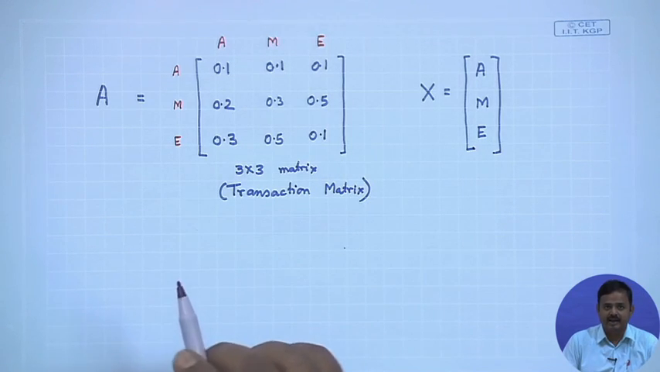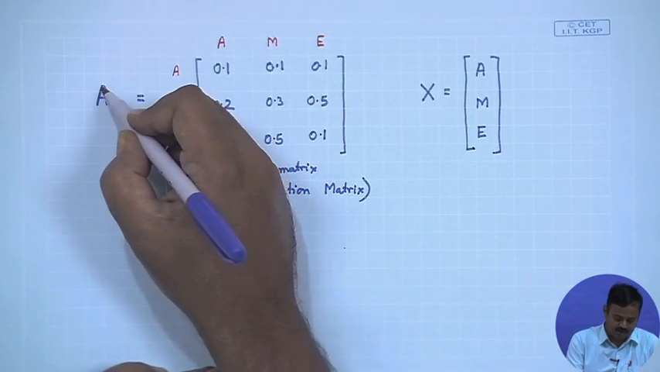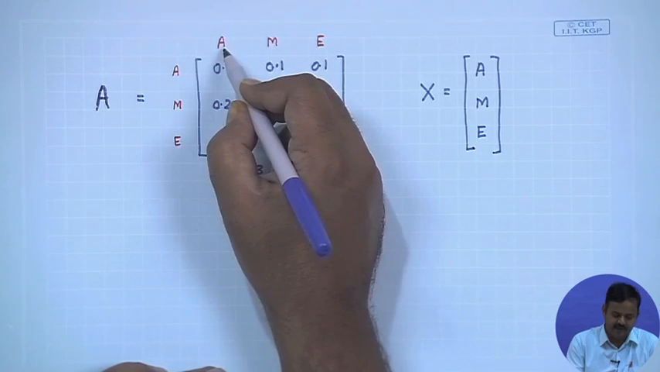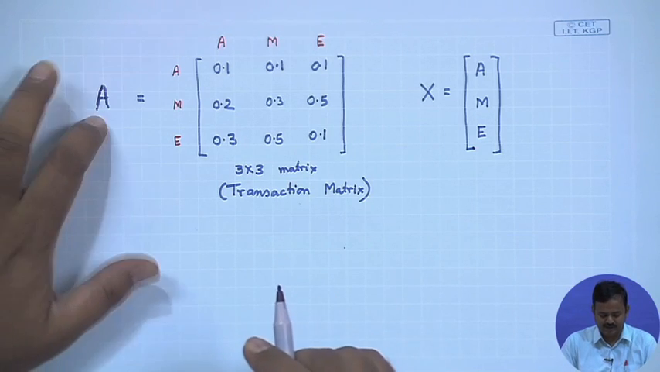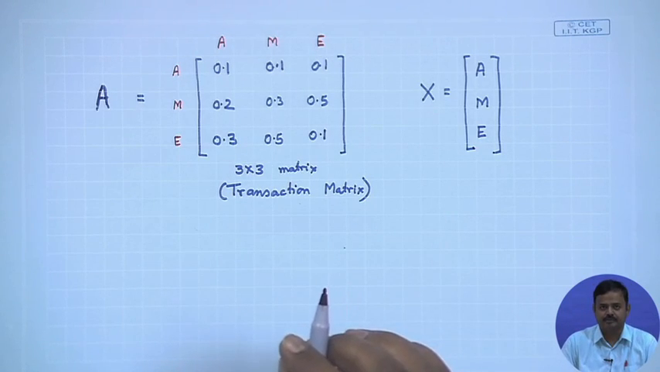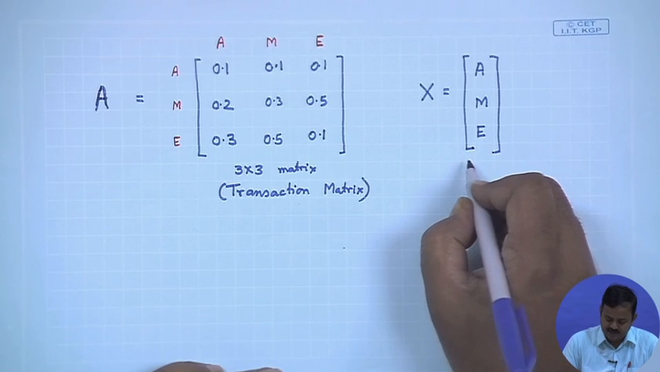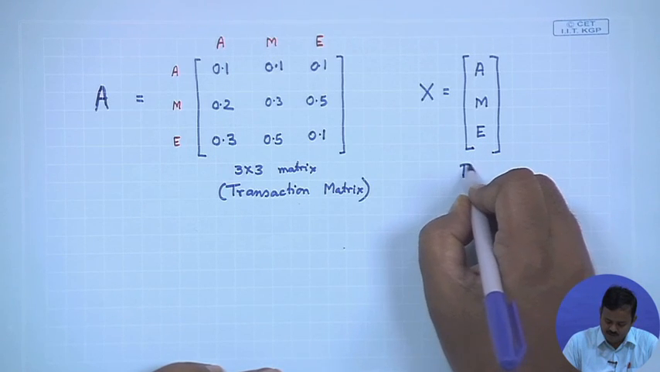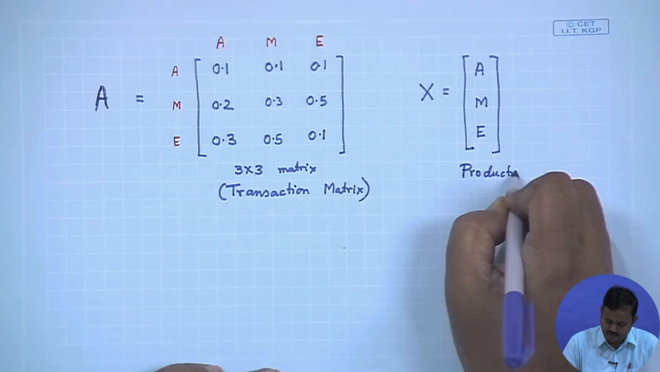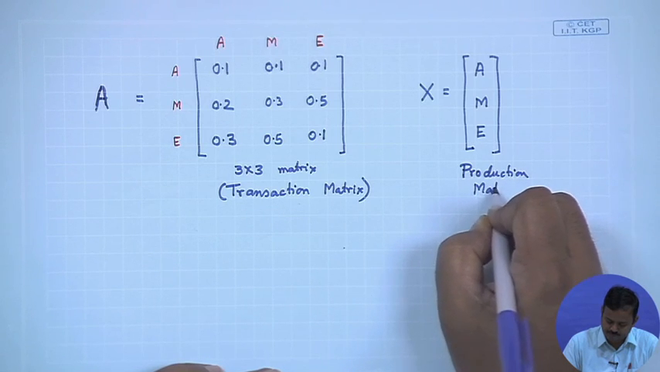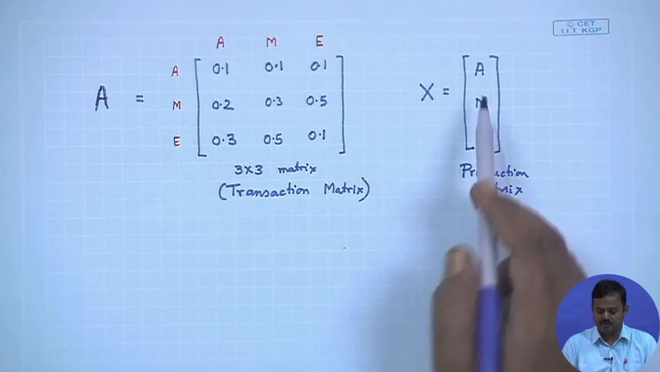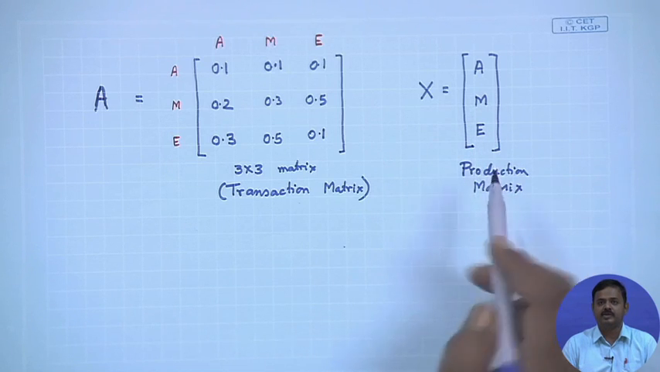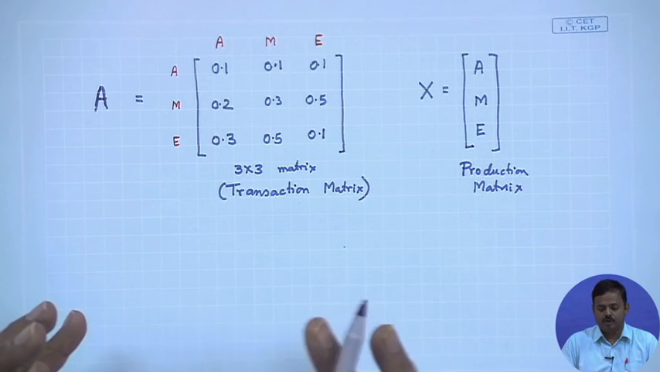typically denoted by A. So, once again, please do not get confused between this A and the A for agriculture. Okay. Unfortunately, that is how we have to denote, but these two are different. The A matrix is different from A agriculture. All right. And what is this? This one is called the production matrix. Okay. So, this is the overall production. The elements of this matrix denote the overall production.